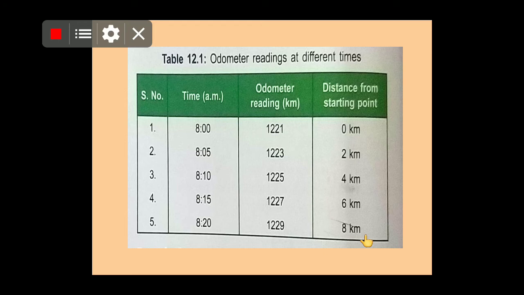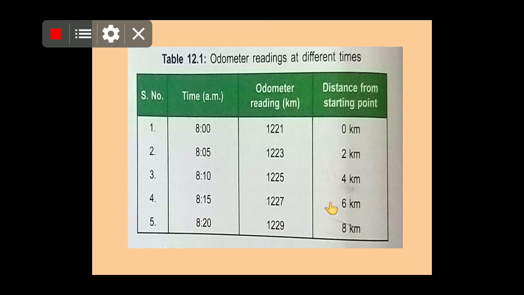So students, it is one of the examples given in your book, that this is the reading: at time 8 the journey has started, and in the odometer the reading is 1221 kilometers covered. It must be a previous journey the vehicle has covered. So in 5 minutes the distance covered is 2 kilometers. In 10 minutes it has covered 4 kilometers. So you can see a uniformity in it.